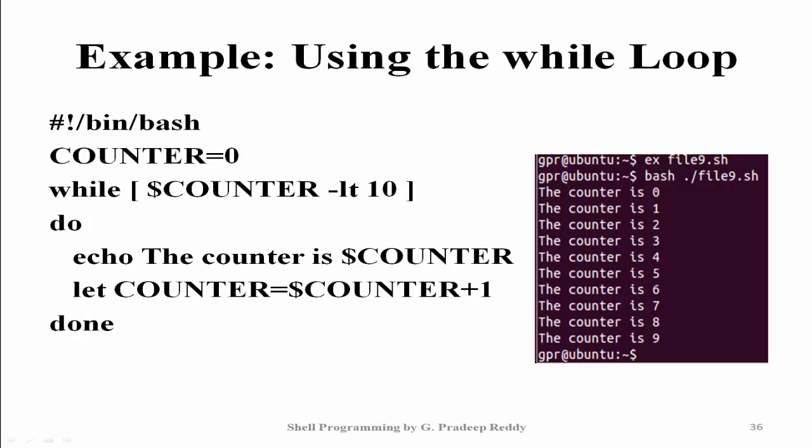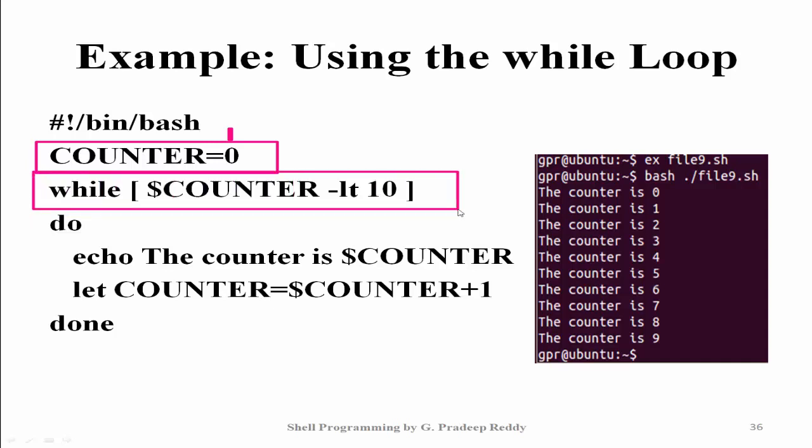Next, if you notice here, you have specified initialized counter equal to 0. Initially counter is a variable which is assigned a value 0. So now by using a while loop, you are going to check whether counter is less than 10. Now the counter value is 0. 0 is less than 10. It is true.